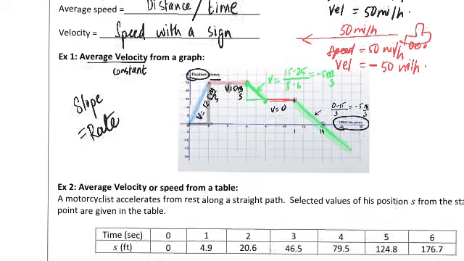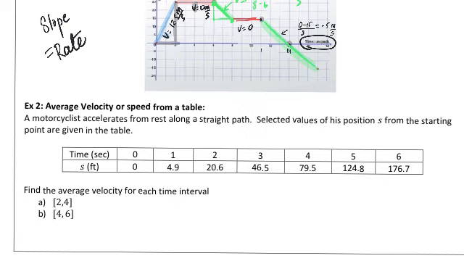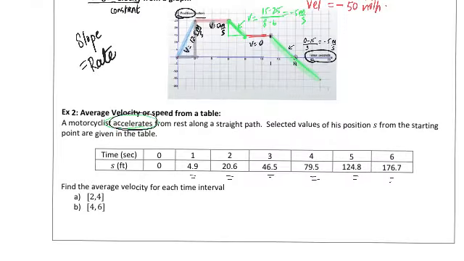Okay, next we want to know how to find average velocity or speed from a table. So in this case, a motorcyclist accelerates from rest along a straight path. Accelerates means the speed is increasing, the velocity is increasing. We're just assuming this guy is going forward the whole time. So in this problem, I'm using speed and velocity interchangeably because you can see the position seems to be increasing the whole time. So that's why I'm saying that.